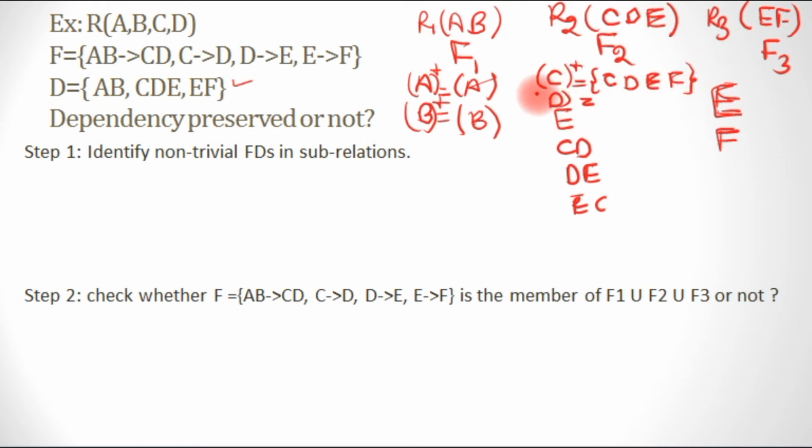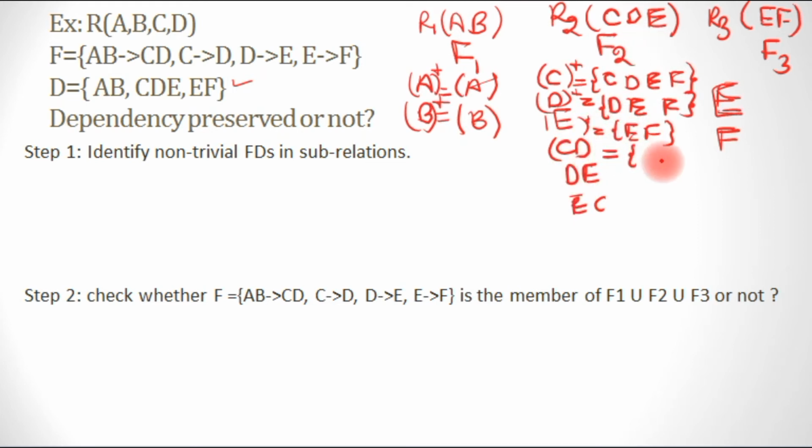Find the attribute closure of D. What is the attribute closure of D? It is D, E and F. Find the attribute closure of E. It is E, F. Find the attribute closure of CD. CD's attribute closure is C, D. C can determine C, D and D can determine E and E can determine F.